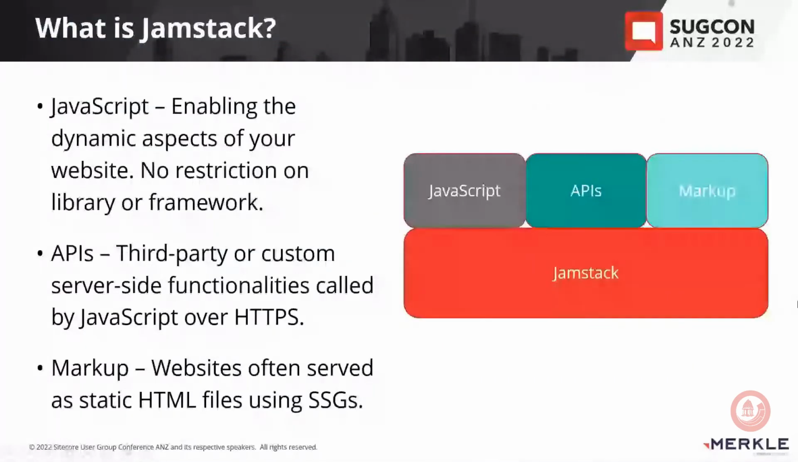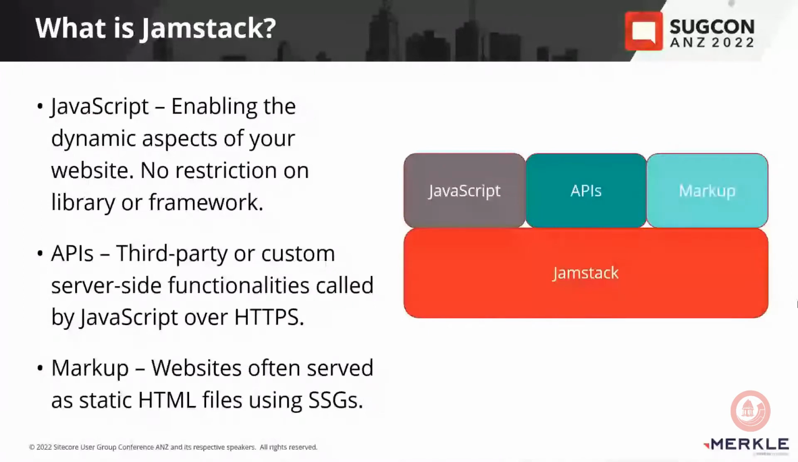Okay, so that's great, but what is Jamstack? It stands for JavaScript, APIs, and Markup. So you've got your JavaScript, which is enabling all the dynamic aspects of your website. One of the benefits of Jamstack is that your front end and your back end are decoupled, or very loosely coupled. So your front end can work and use a separate set of tools than your backend. So you have no restriction on tooling or libraries or frameworks.